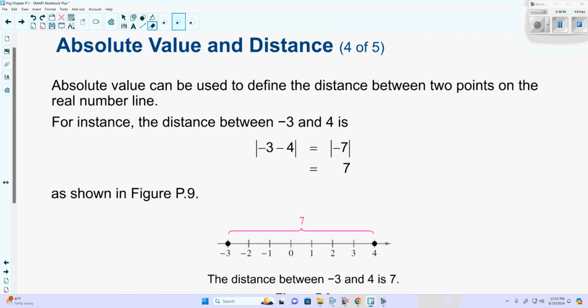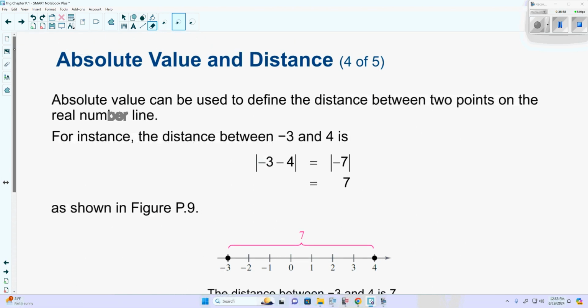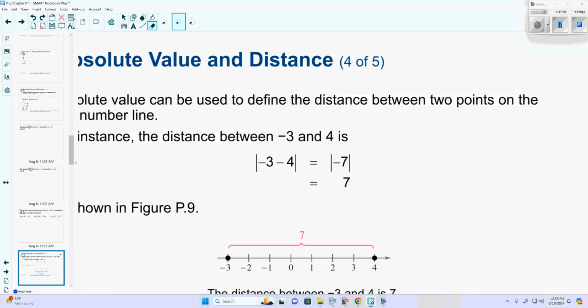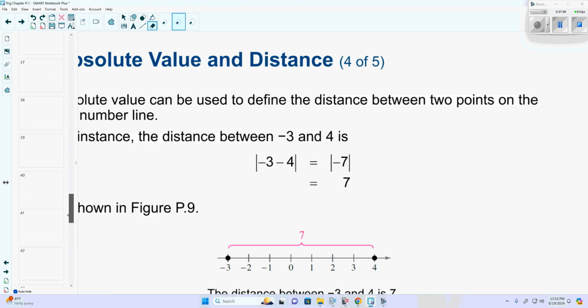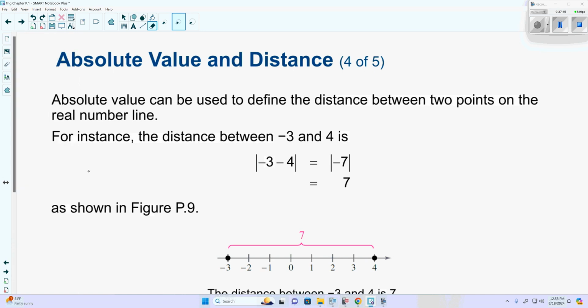Absolute value. We're going to stop here. We'll pick this up tomorrow. And it's not going to take us all hour, I don't think, to finish this. Because we're on slide 29 of 56. But most of that we're going to end up skipping through.